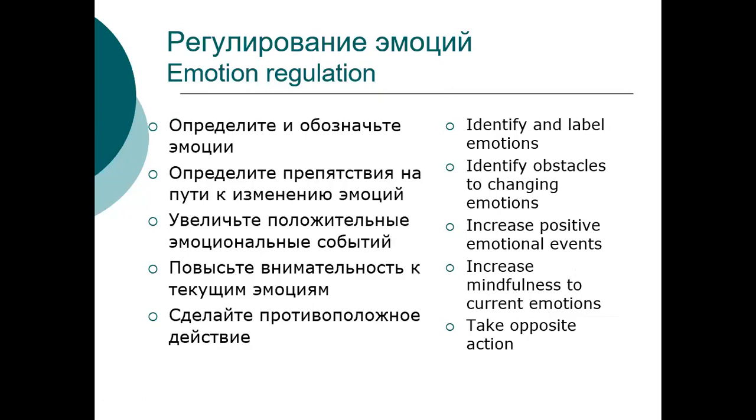So some key skills for emotion regulation include the following. The first skill is to be able to identify and label emotions. This ability to identify and label emotions is a chronic difficulty for many adults.